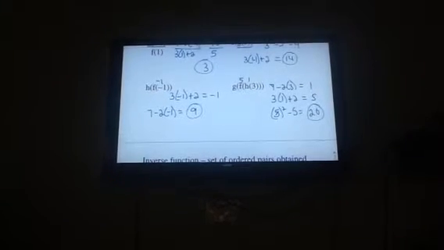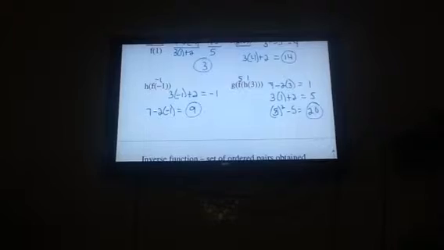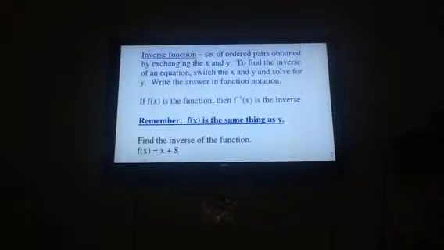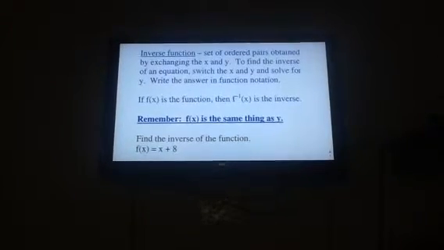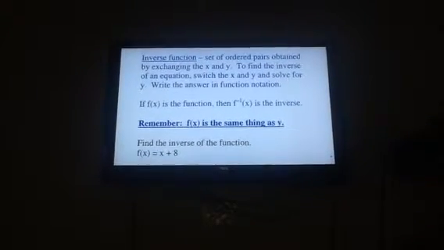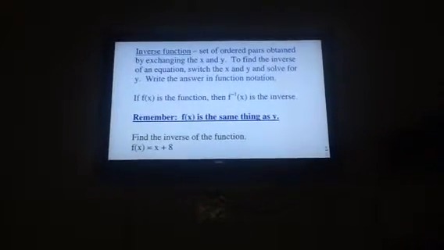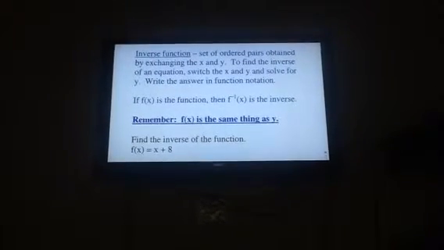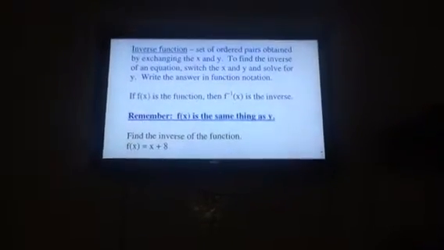Questions? Okay, this part's a little more challenging, but still doable for you. Okay, we're going to find the inverse of a function. Okay, the inverse function is a set of ordered pairs obtained by exchanging x and y. To find the inverse of an equation, you switch the x and y, you solve it for y, and you write it in inverse notation.